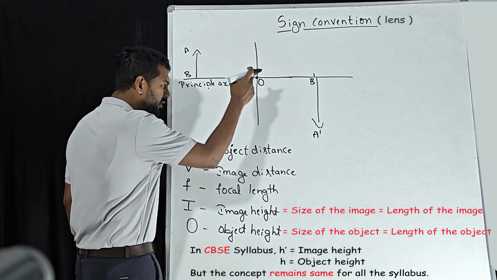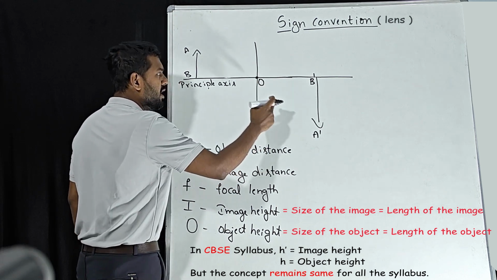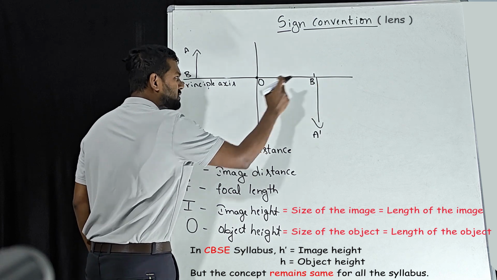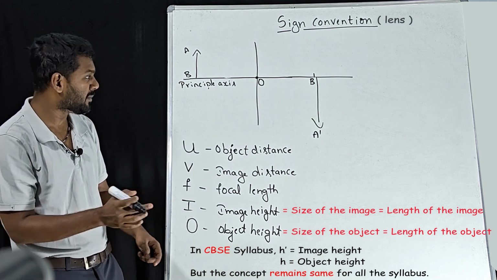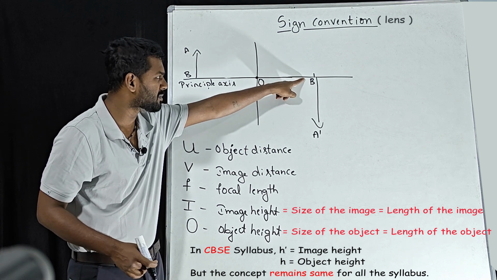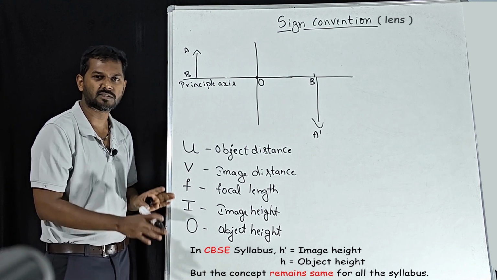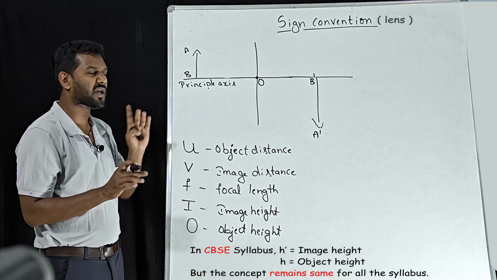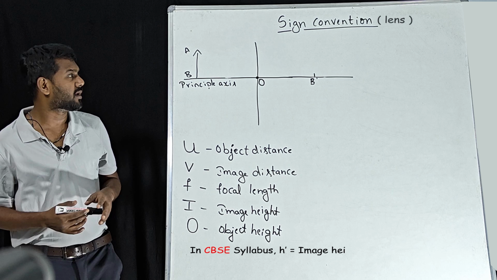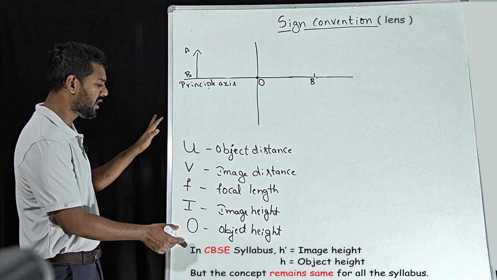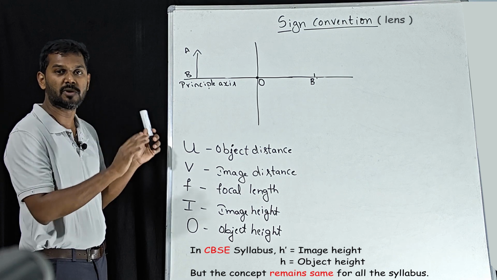Now height of the image will not be calculated from the optic center. Okay, see, from optic center to the image, it is image distance, not image height. Image height is always calculated from the principal axis till its top head. That's it. So if you know these many things, we can now learn the sign convention. The terms are very much important. If you know this much, that is enough to learn the complete sign convention.